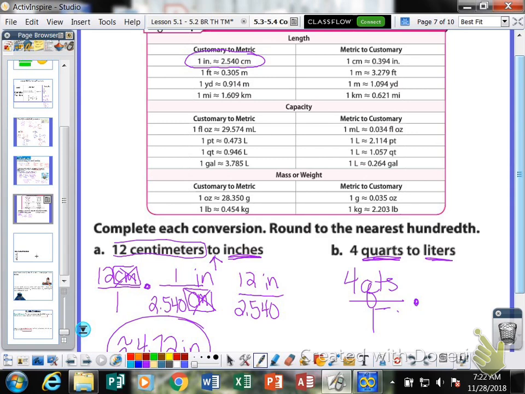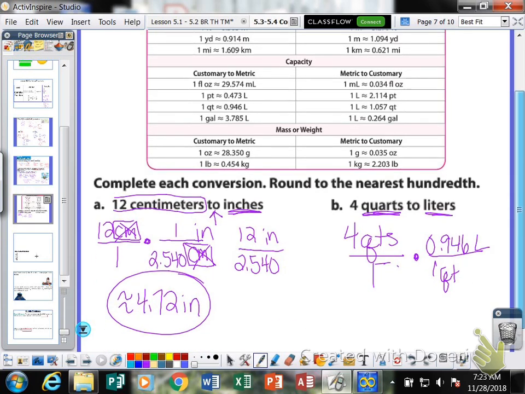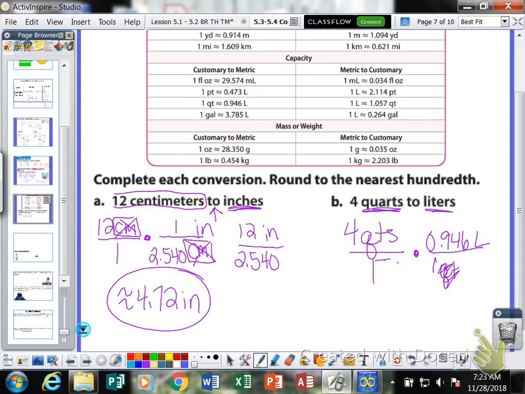So we want to get rid of the quarts, so we start with the quarts. So on the bottom here, I am going to have 1 quart and 0.946 liters. And then my quarts with my quarts cancels out because one is on the top, one on the bottom. I multiply the 2 together and I get about 3.78 liters.